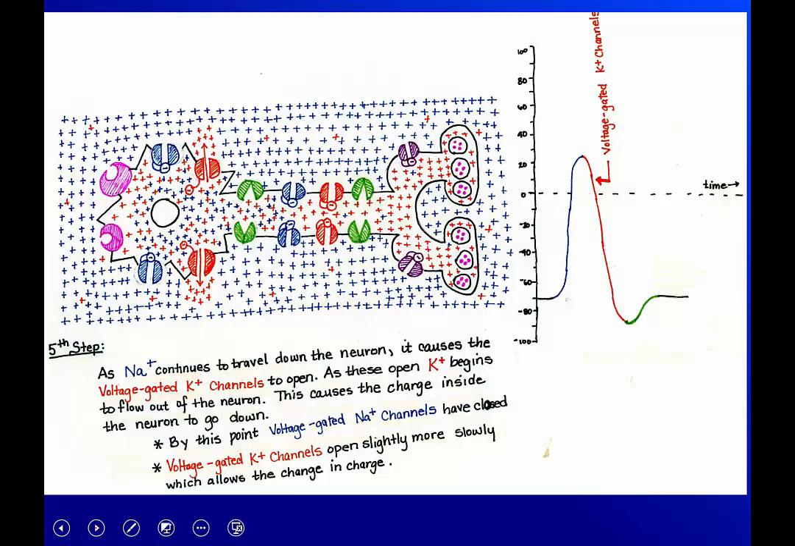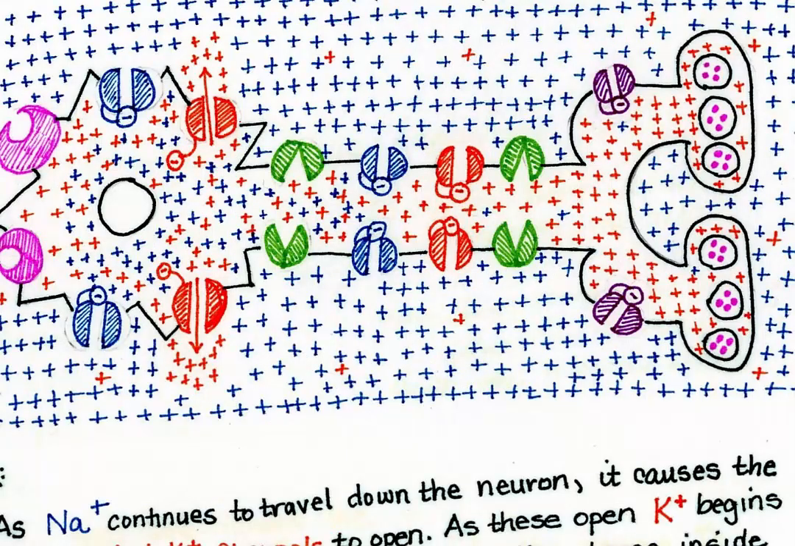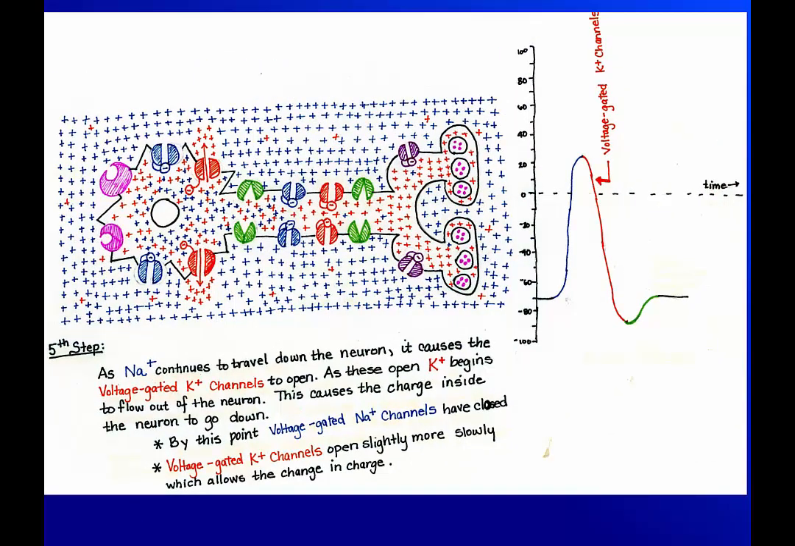With this flowing down in that current, it's going to cause these voltage-gated potassium channels to open. If I'm going from high to low, I'm going to start spilling that potassium outside of my cell because it's higher inside than it is outside. So as sodium continues to travel down the neuron, it causes the voltage-gated potassium channels to open. Potassium begins to flow out of the neuron, which causes the charge inside the cell to go down. So now we're here, and when potassium starts leaving, we start coming down like this. What caused the potassium to leave? The opening of the voltage-gated potassium channels.